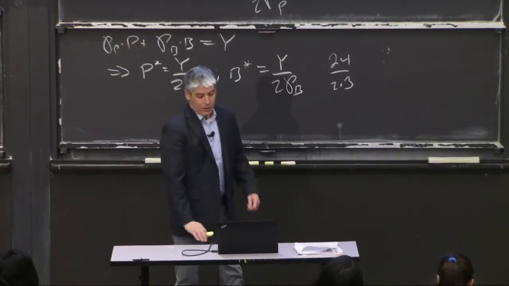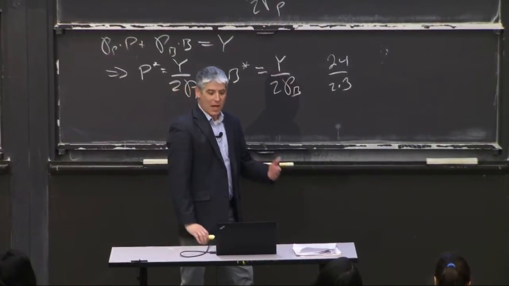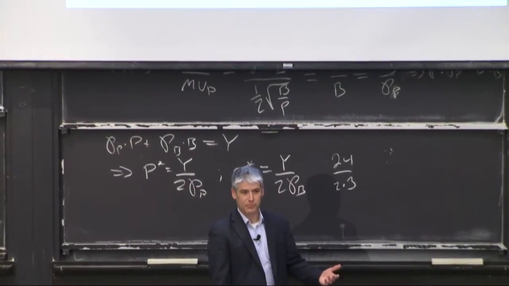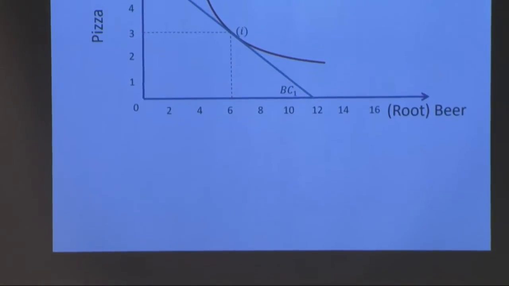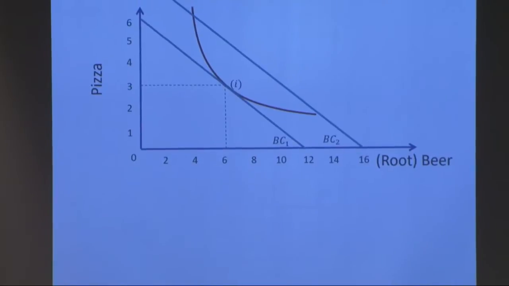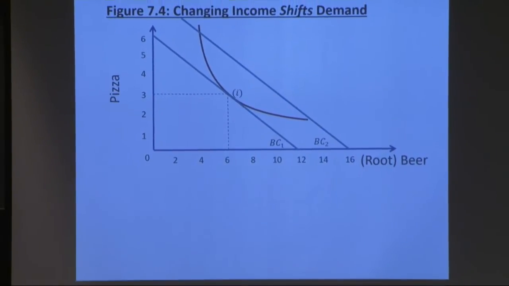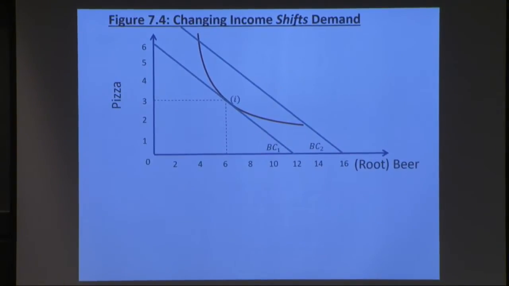So here's the original optimum again. What happens when income goes up? Let's say it goes up by 1/3. Well, an income shift is a parallel shift of the budget line. It doesn't change the ratio of prices, so it doesn't change the slope of the budget line. But I can now afford more root beer and more pizza. Right? The whole thing shifts out in a parallel way.